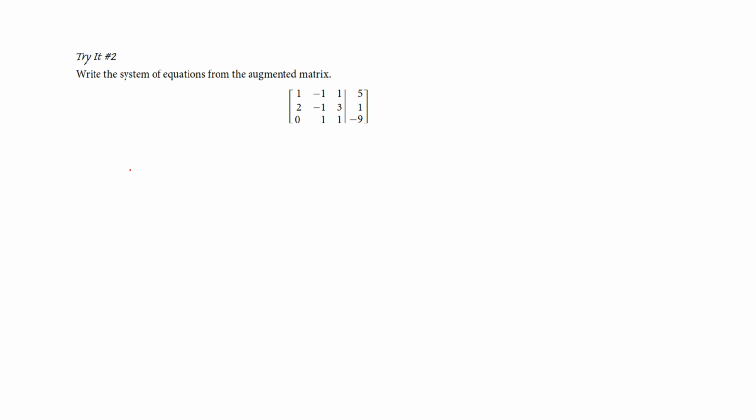So pause it if you want to try this on your own, but we're going to do 1x minus 1y plus 1z equals 5. 2x minus 1y plus 3z equals 1. So now there is a 0 here, so there will be no x's there. 1y plus 1z equals -9.